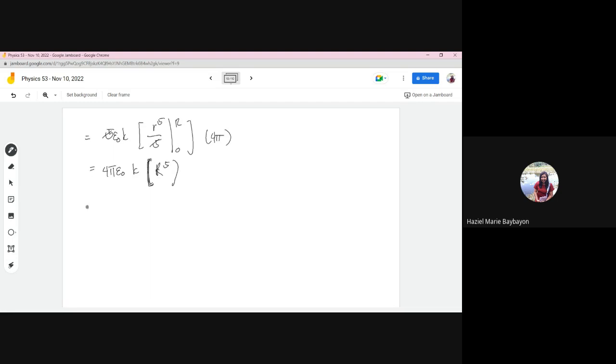So how do we write this one? 4 pi epsilon naught k R to the 5. So that is your Q enclosed. Okay. So, 4 pi epsilon naught k R to the 5. There is another way to solve this one.